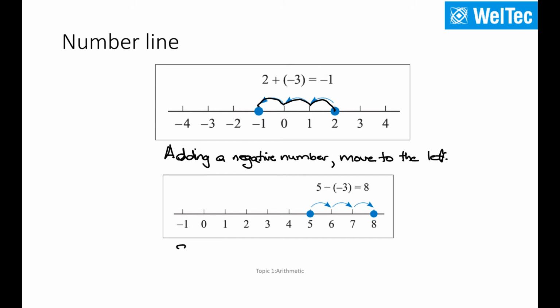Subtracting a negative number, though, is actually the same as adding a positive number. So if we have 5 minus -3, we start at 5, and we're going to move to the right 1, 2, 3 places.